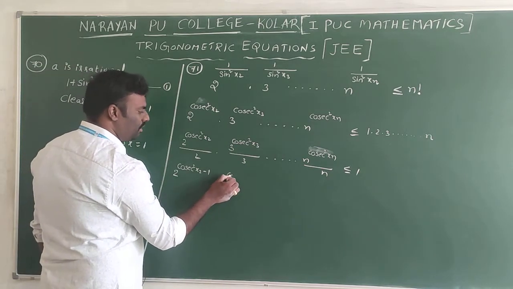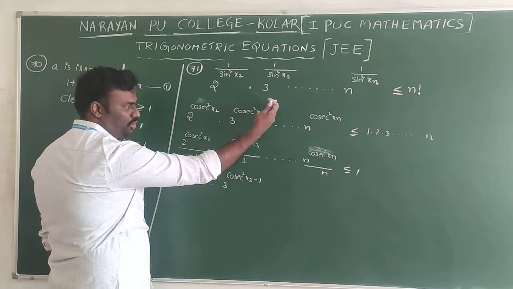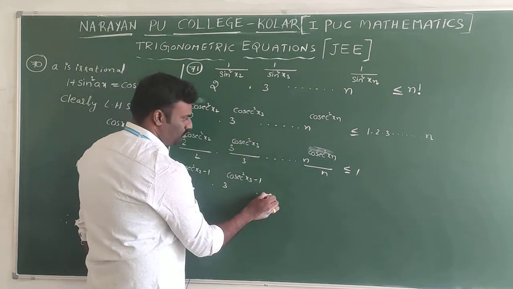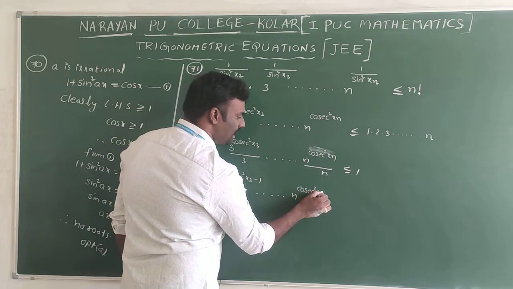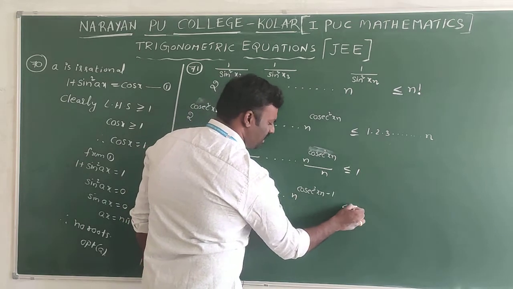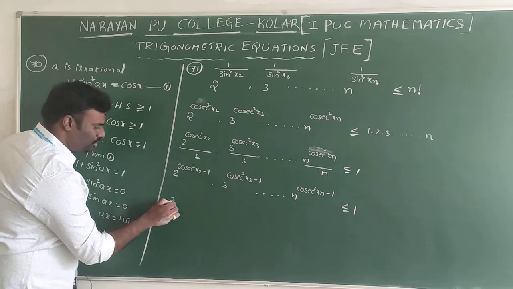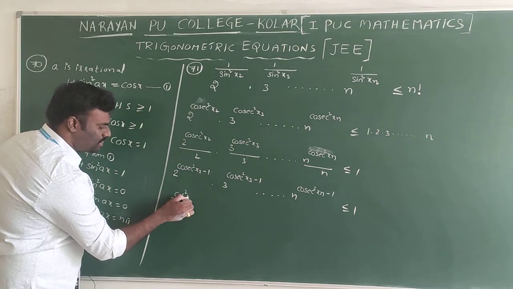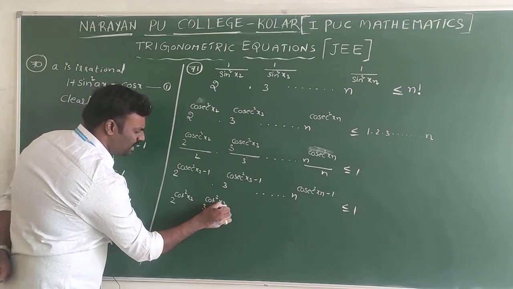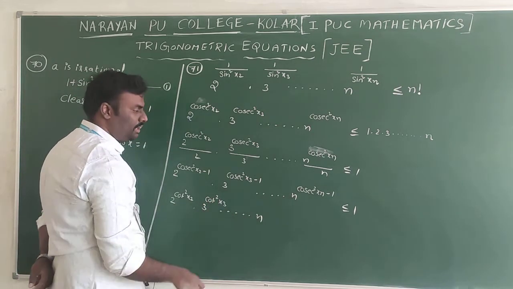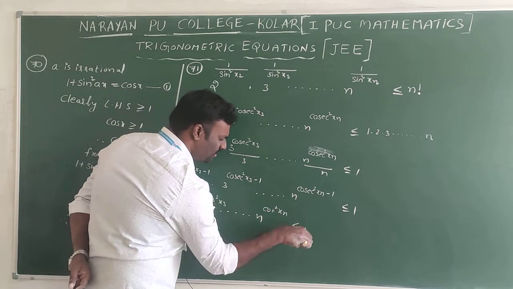3 power cosecant square x3 minus 1. Here power 1 is there, plus 1 goes to the numerator and becomes minus 1, and so on. N power cosecant square xn minus 1 is less than or equal to 1. Cosecant square theta minus 1 is nothing but cot square theta. Now 2 power cot square x2 into 3 power cot square x3 and so on, N power cot square xn is less than or equal to 1.